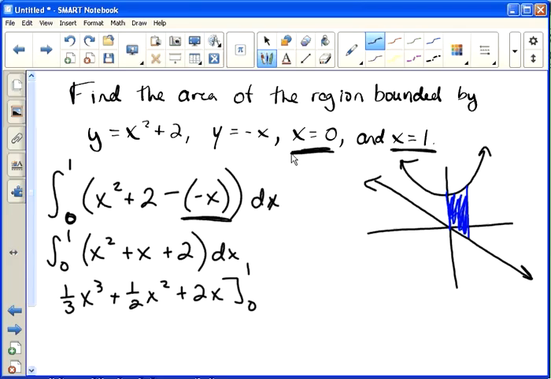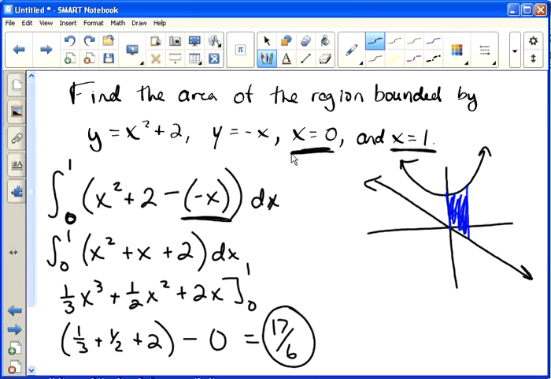So we plug in 1, we get 1/3 plus 1/2 plus 2 minus, if you plug in 0, you get 0. And if you work that out, it should be 17/6, which is 2.83 repeating. So the area between those two curves, that area that I've shaded in blue, is 17/6.